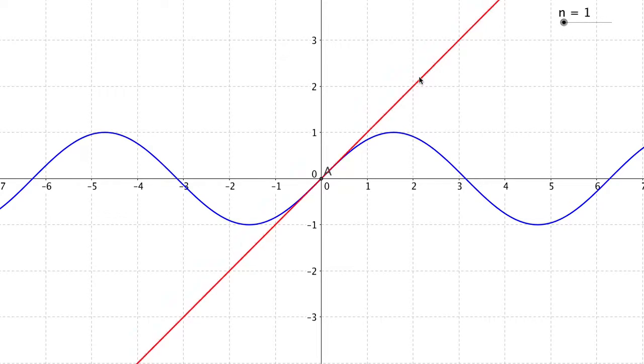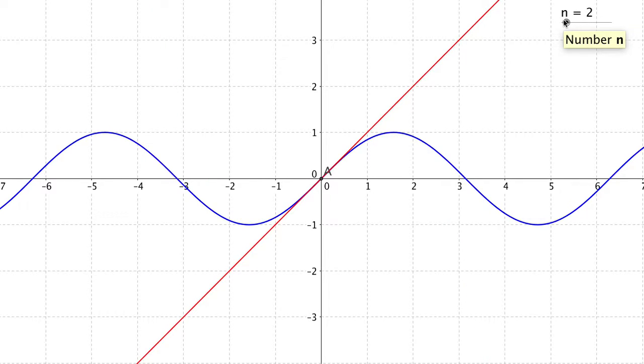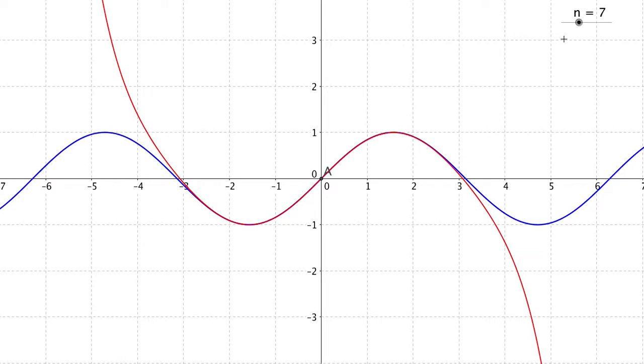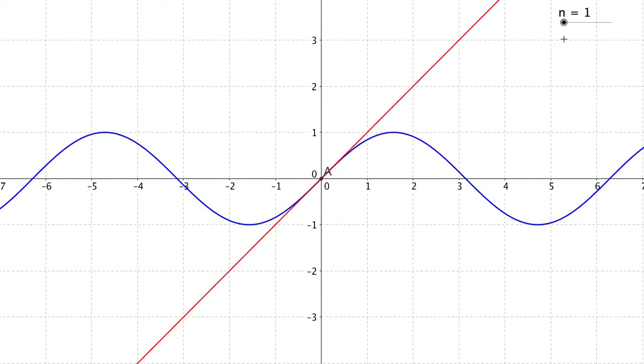The red line is the first degree Maclaurin polynomial, so it's the linear approximation. And as I add on more terms, you can see when I add on the second term, it doesn't change anything because there is no squared term in the Maclaurin series for sine. But when I get to the third term, I get this. And as I add on more and more terms, it gets closer and closer to sine. Okay? And at the limit, when I get infinitely many terms, it will actually equal sine everywhere on the real number line.